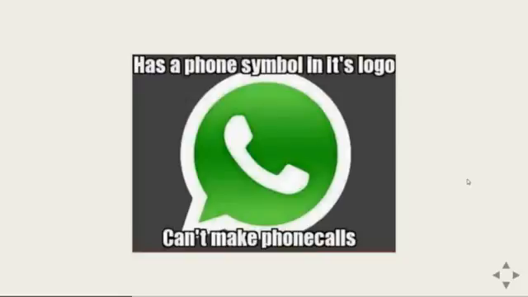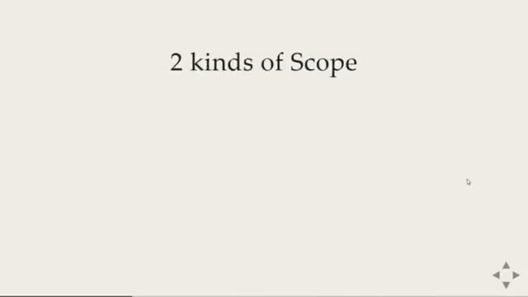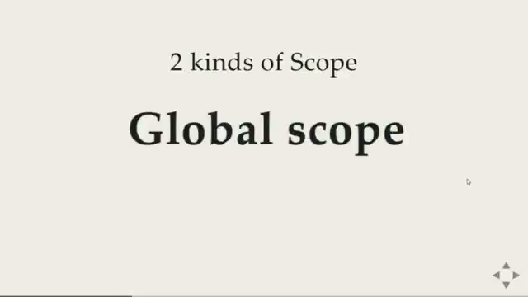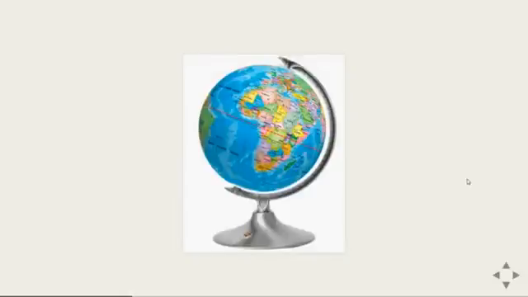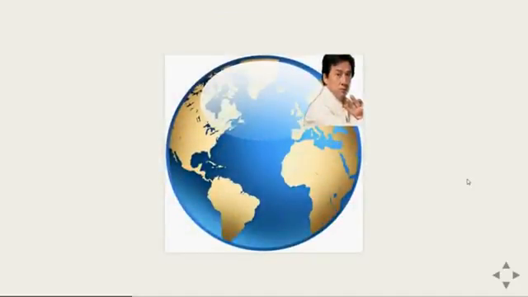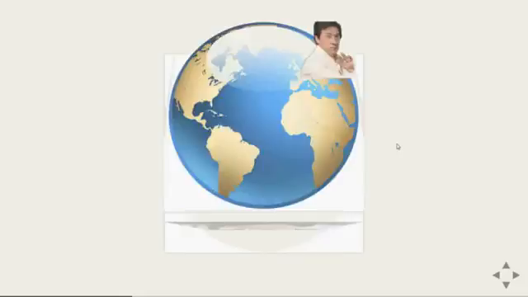In JavaScript, there are two kinds of scope. The first one is global scope and the second one is local scope. Don't worry, you don't have to understand anything about it. But if you've been to high school any time in your entire life, you must have seen something like this. This is called a globe. And you must know this guy in the corner. He is Jackie Chan. It doesn't matter which part of the world you live in, you must know Jackie Chan.